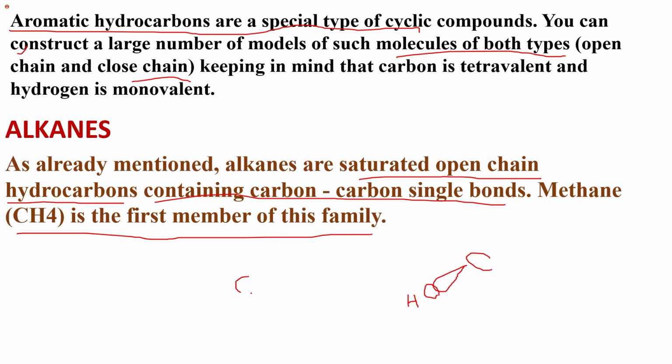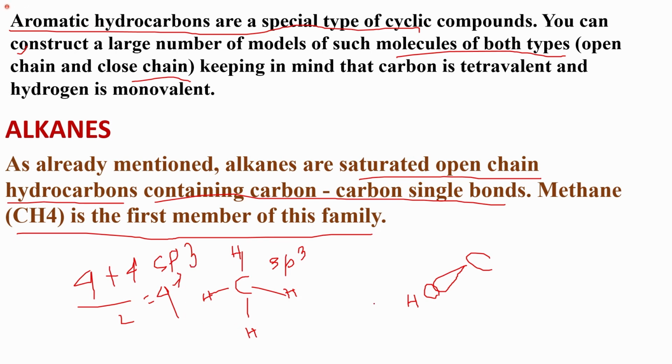First, let me draw the structure. Carbon is tetravalent. CH4 is tetravalent and sp3 hybridized. I already told you how to find the hybridization. Carbon has 4 outer shell electrons, and 4 sigma bonds are also present. So 4 plus 4 divided by 2 is 4, and if it is 4, then it will be sp3. So this is sp3 hybridized.